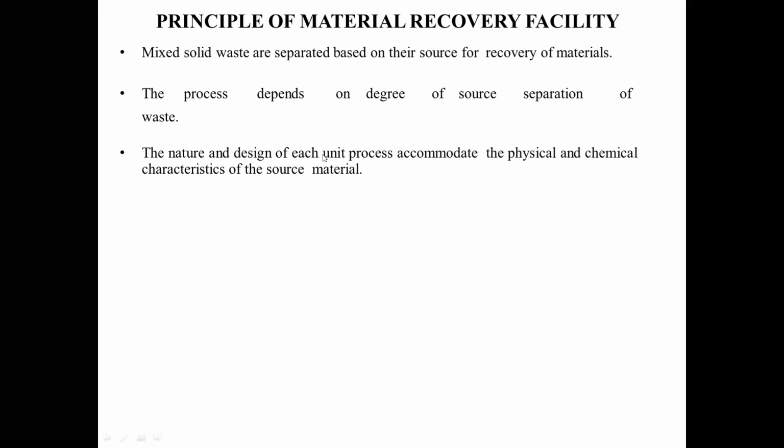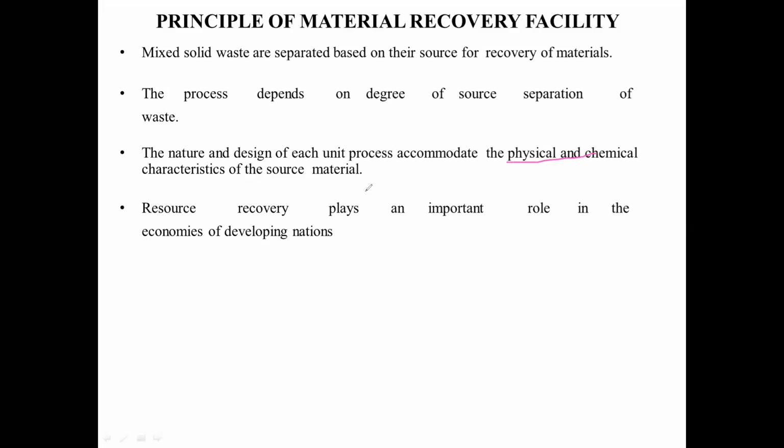Then the nature and design of each unit process accommodates the physical and chemical characteristics of the source material. Depending upon the component, the physical and chemical properties are going to be changing. So with the variation in the physical and chemical properties, even the nature and design of the unit is going to change, because if you have less variation in physical and chemical properties, you have fewer designs and units, right?